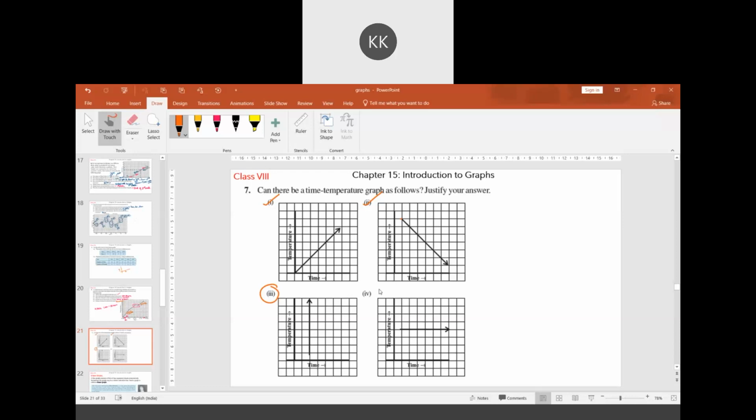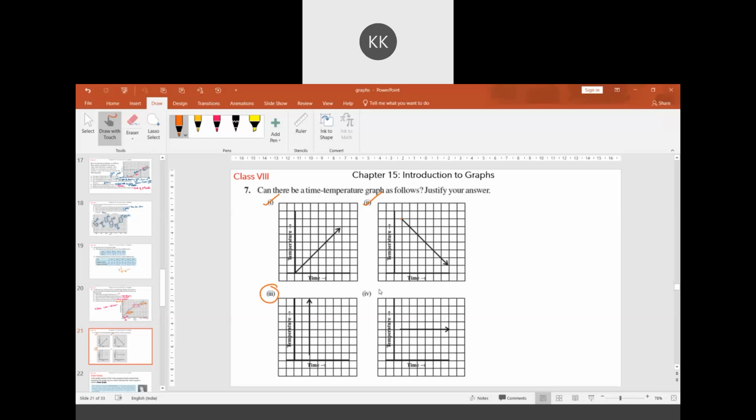Sir, in an air conditioned room, if we keep the same temperature for long. Sir, a burning coal. The temperature will be constant for some time. So the temperature may remain constant.